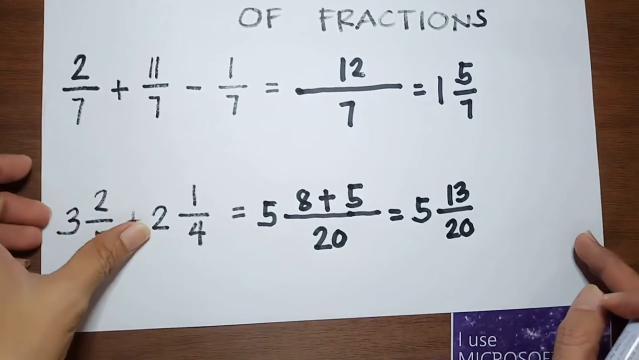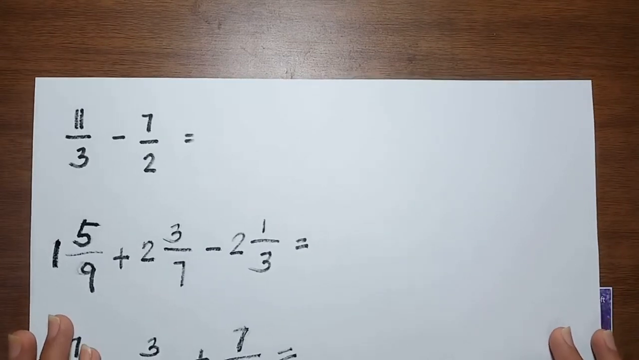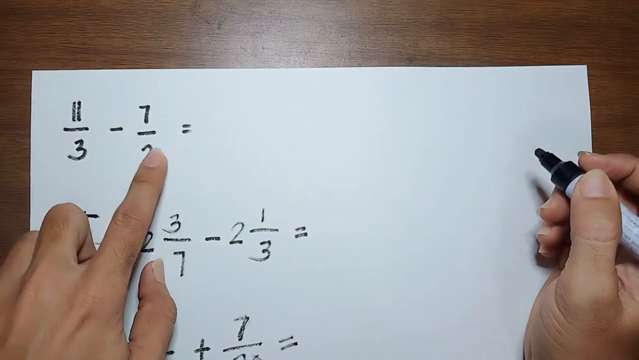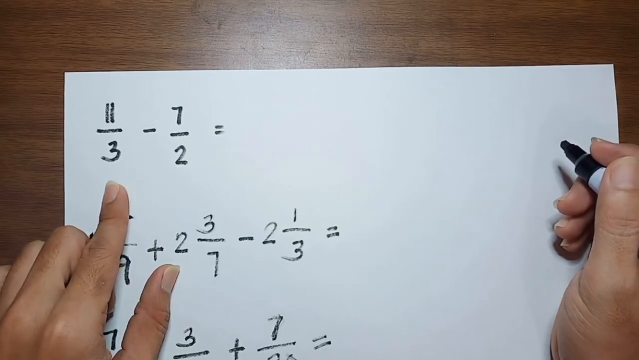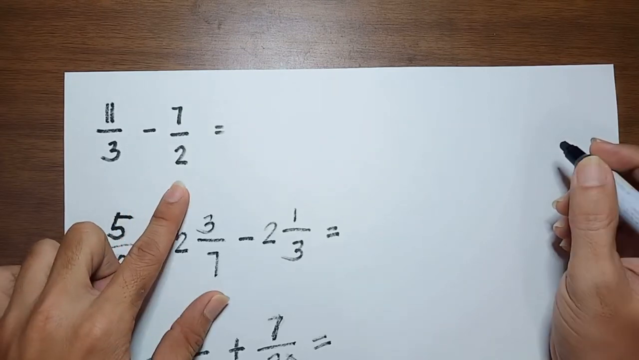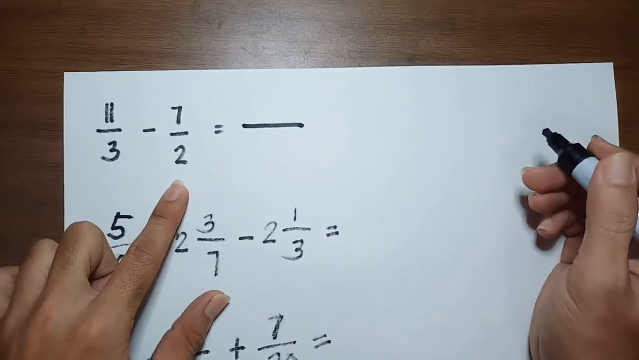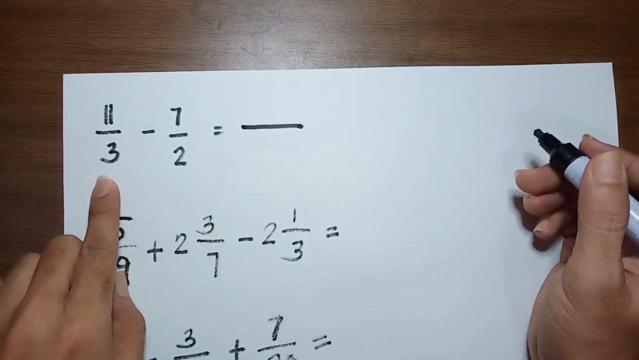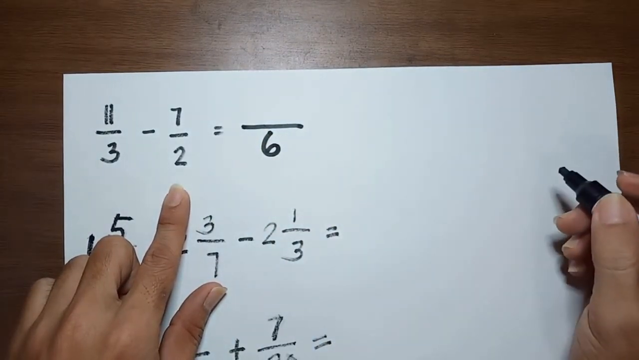Okay. Let us see the next example. Next example, given 11 over 3 minus 7 over 2. In this case, the fractions are dissimilar, with the denominators 3 and 2. So again, we need to find the LCD. For this example, our LCD is 6, since 6 is divisible by 3 and 6 is also divisible by 2. So therefore, our LCD is 6.